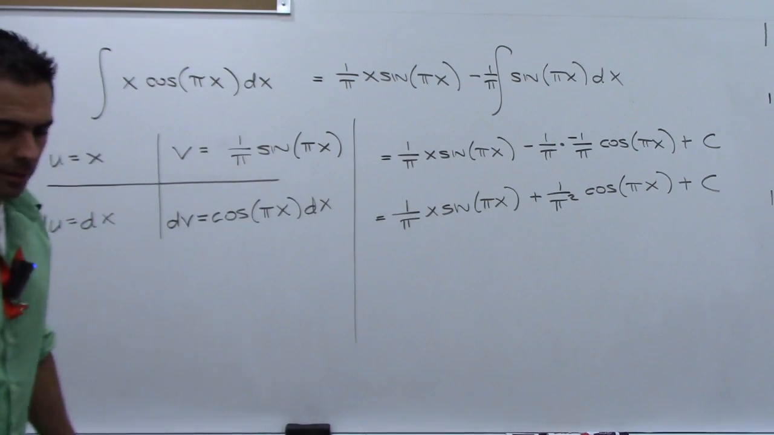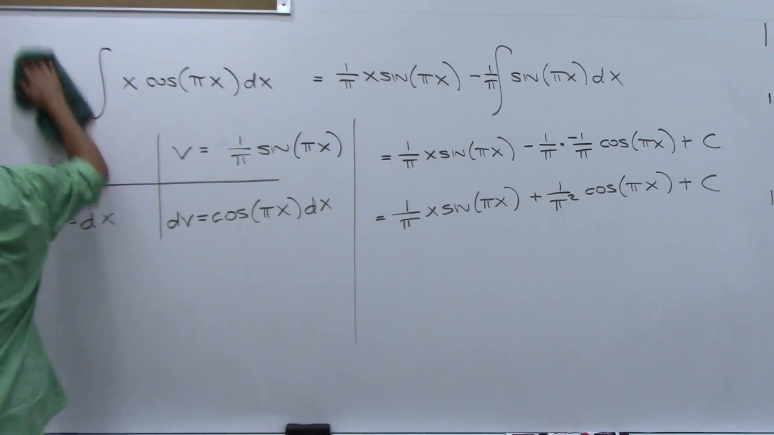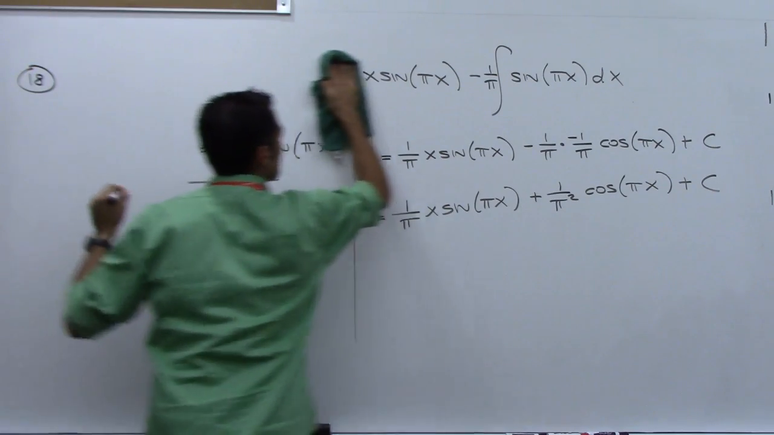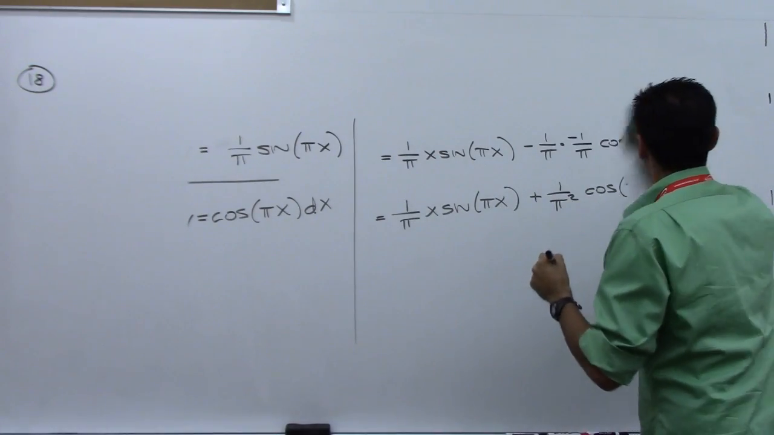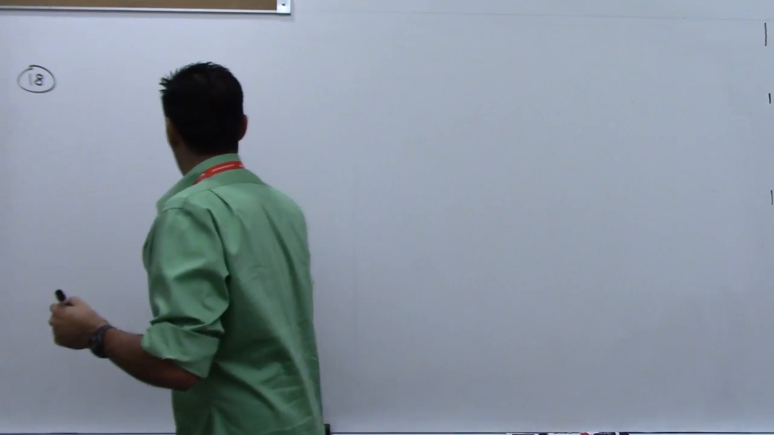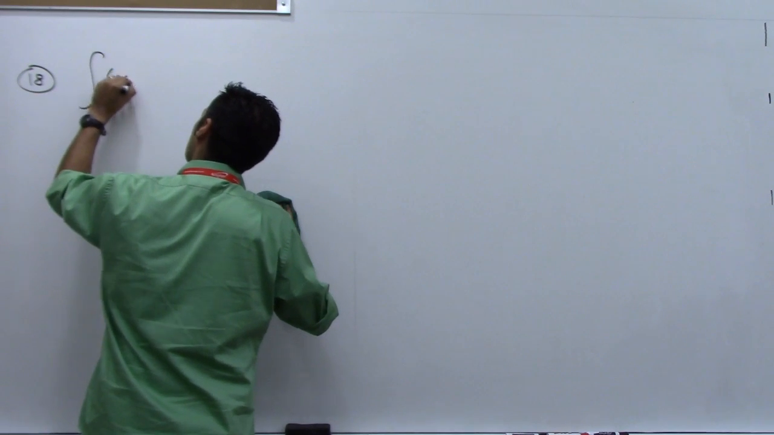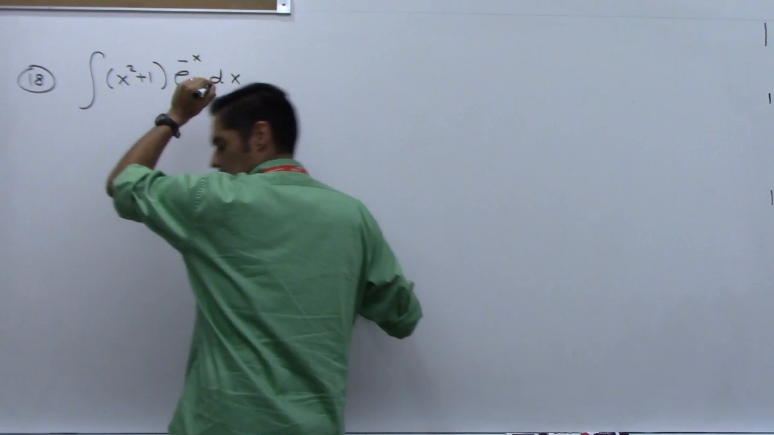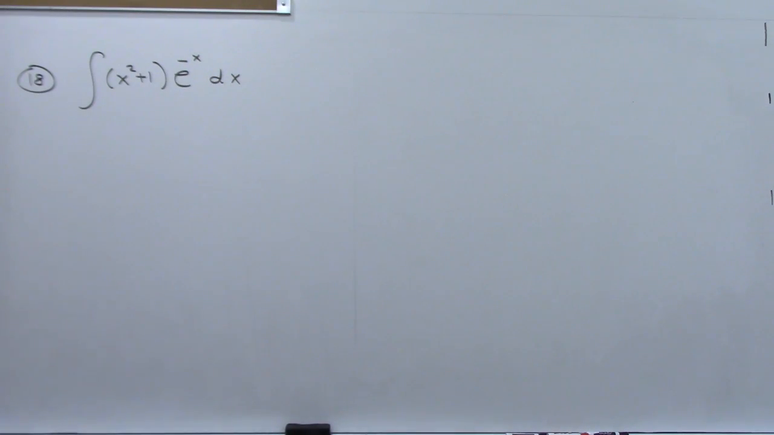Okay, number 18. Integral x squared plus 1 e to the negative x dx. So on this one, again, it has numbers here, but we're not doing those right yet. So just find the antiderivative of this.